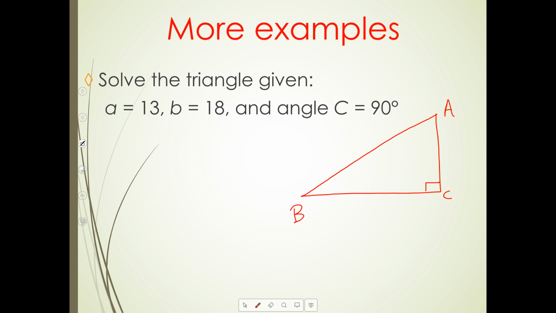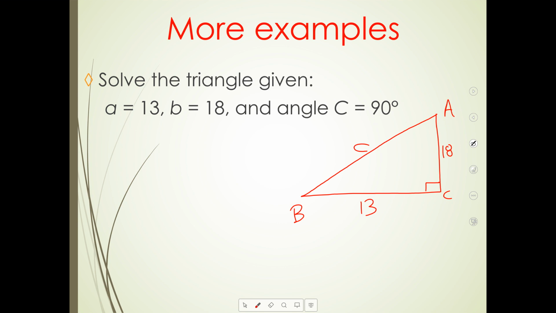Hello? How long is this side? 18. Nope. Do you know how long this side is? No. So what should we call it? Lowercase c. How long is this side? 13. 18, good. And that makes this side 13. Okay, so far? That doesn't do anything for us except give us a picture to work with.